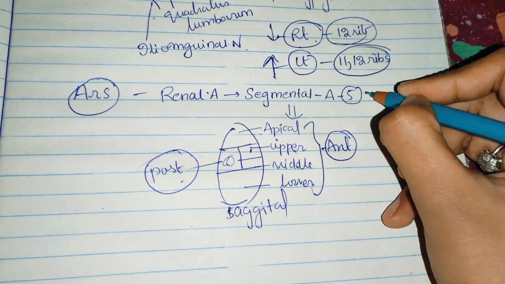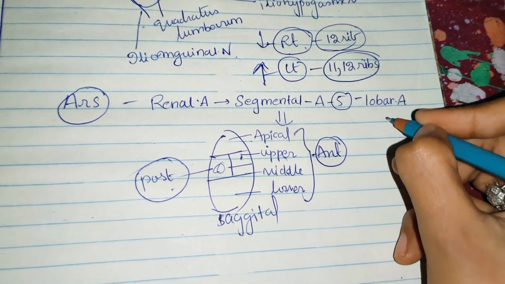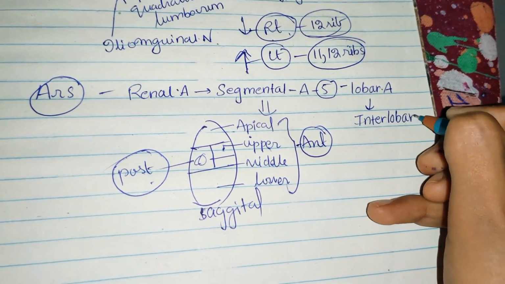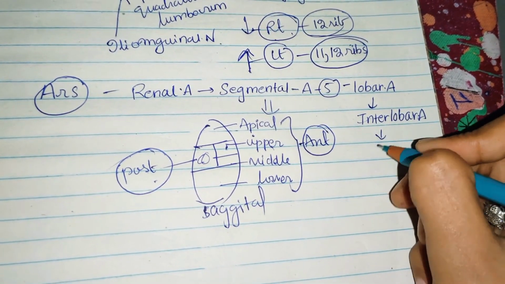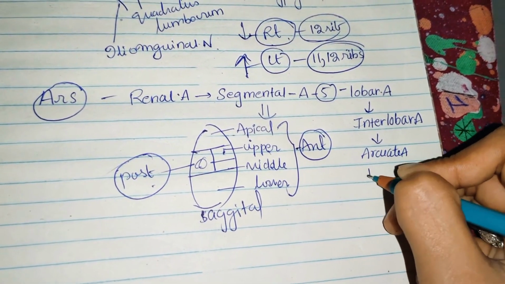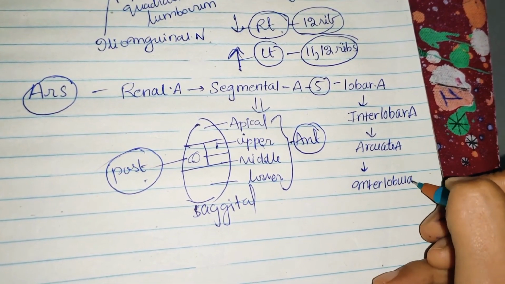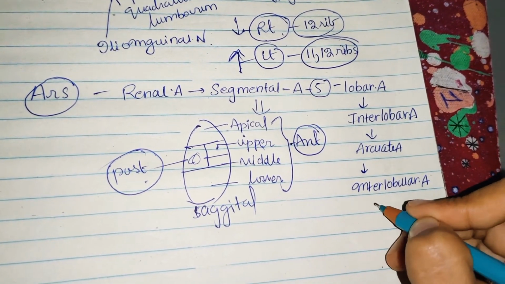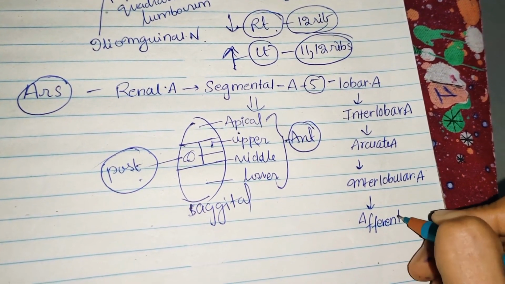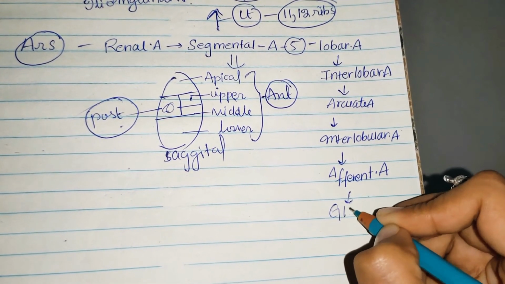After that you will be going into a lobar artery. After the lobar artery you will be going into the interlobar artery, and after the interlobar artery you will be going into the arcuate artery. After the arcuate artery you will be going into the interlobular artery. After the interlobular artery you will be going into the efferent artery. After the efferent it will go on to form the glomerulus.